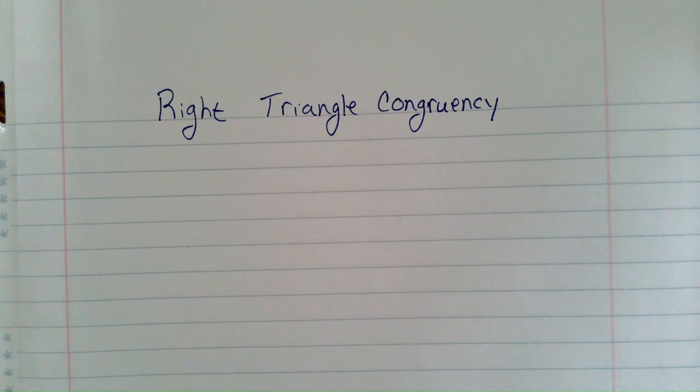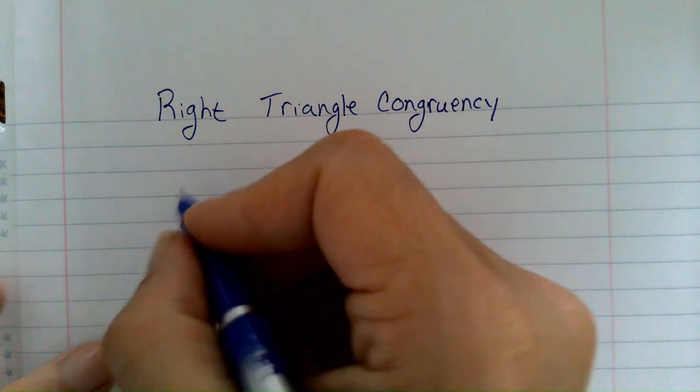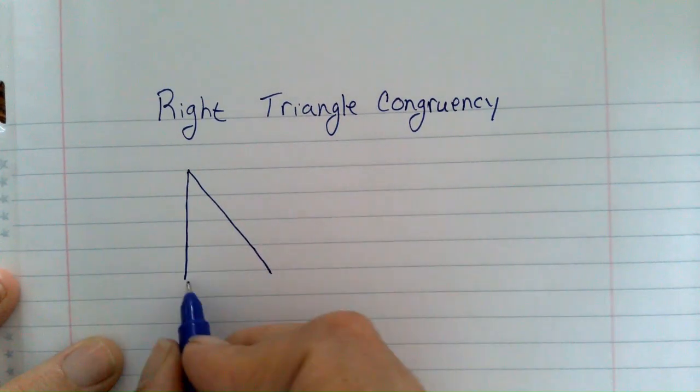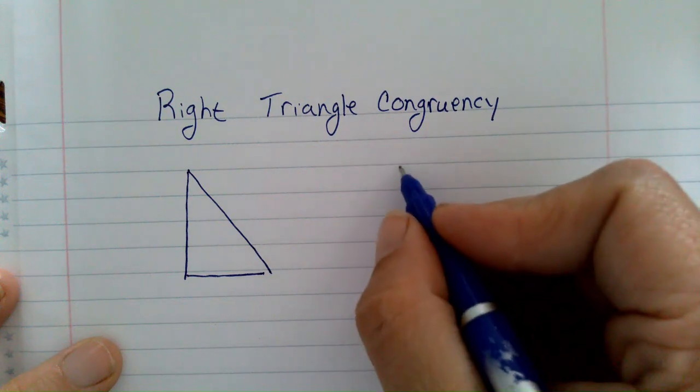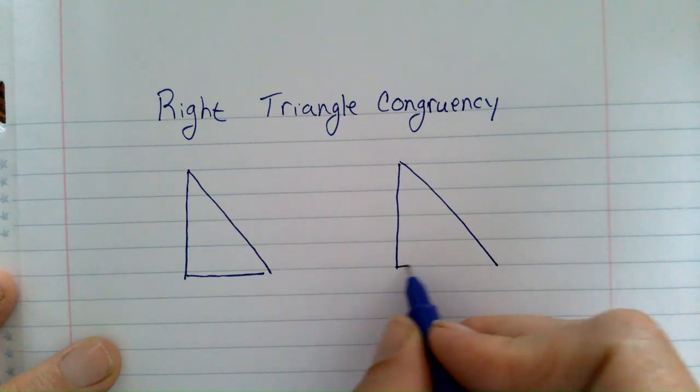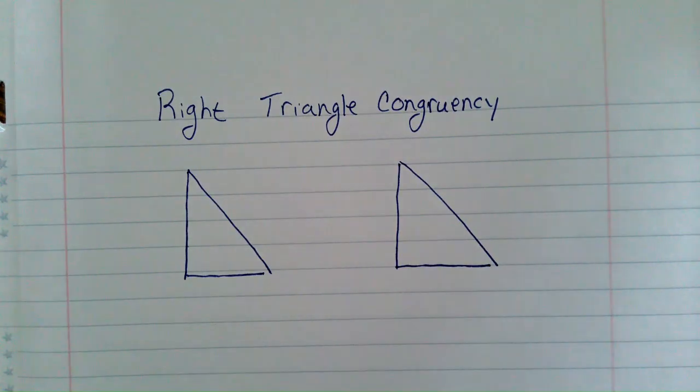Welcome to right triangle congruency. If you have a right triangle, you automatically know you have a 90-degree angle. So I'm just going to go ahead and draw two right triangles, each with a 90-degree angle. And we're going to talk about how we get a special theorem that simplifies what information you have to provide.